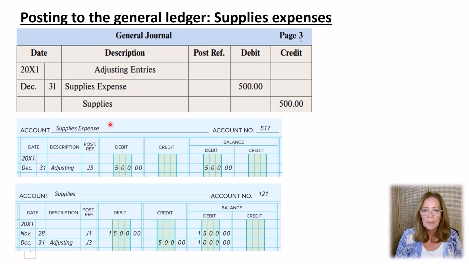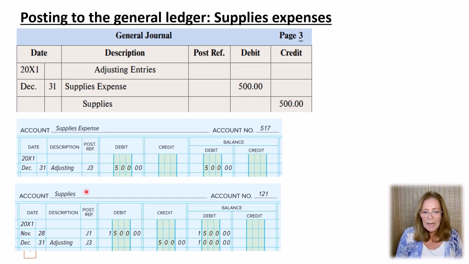So let's look at the 2 accounts, supplies and supplies expenses, that are listed in our first adjusting journal entry. We'll start with the supplies expense account and write the date 12/31 into the date column, adjusting into the description, the journal page J3 into the posting reference column, and $500 into the debit column. The account has no prior activity because the balance before the entry was blank, and therefore the new balance is $500. That's why we write $500 into the debit column of the balance section for this account.